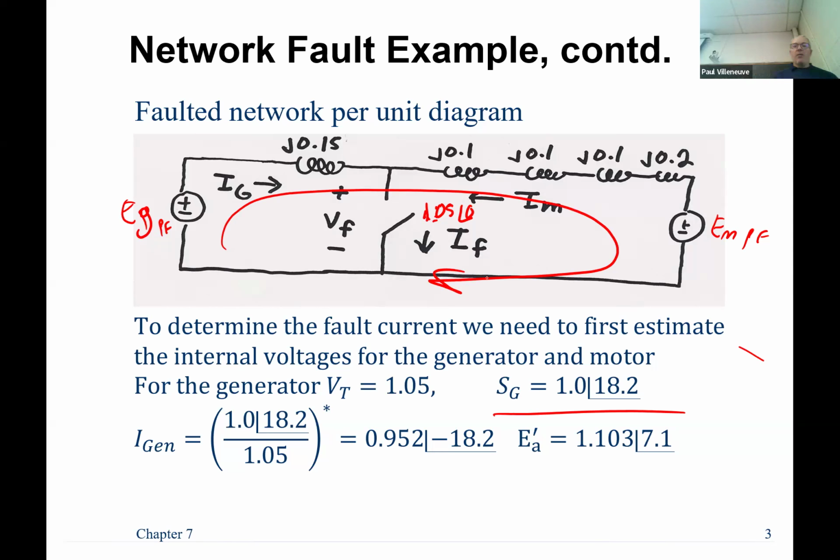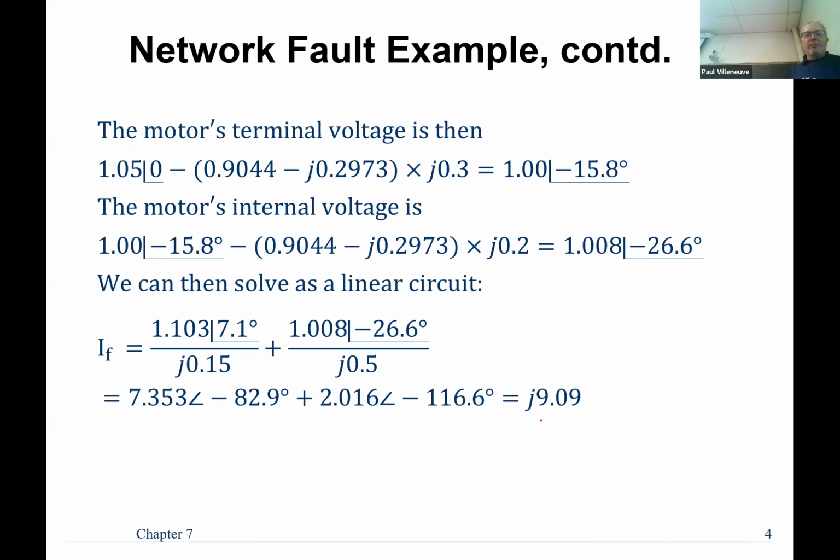And so our generator internal voltage, EA, really should call this EA double prime because those are sub-transients. The actual magnitude of the voltage that the generator needs to create is 1.103 at an angle of 7.1. We do the same thing for the motor, and we end up with 1.008 at an angle of minus 26.6.